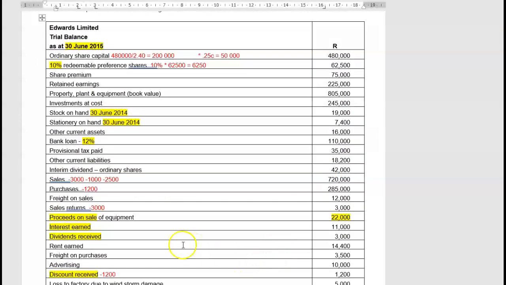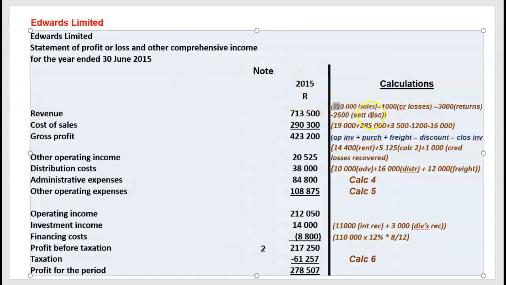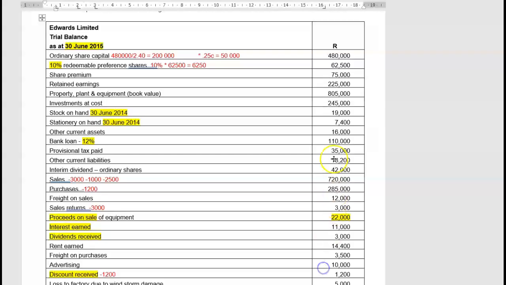Sales. Now we can complete our sales figure, which we call revenue now. It will be the 720,000 which they gave us, less 1,000 Rand credit losses, which was included in that, less 3,000 sales returns, less the settlement discount, and that gives us a final figure of 713,500.